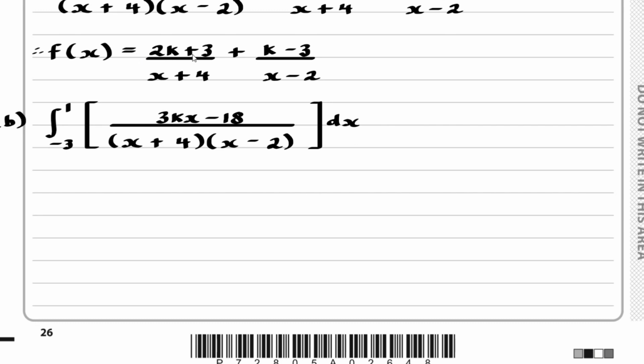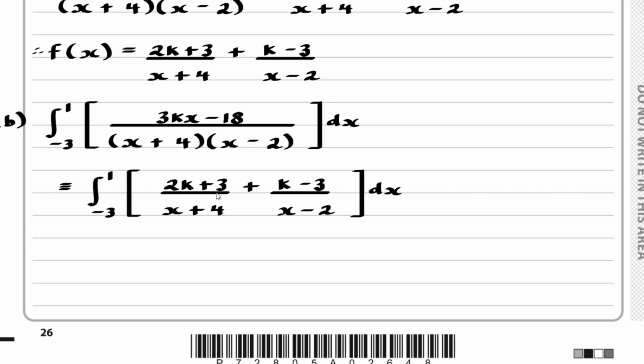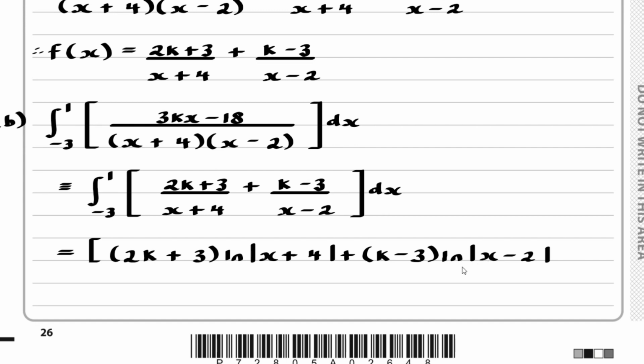integrand with 2k plus 3 over x plus 4 plus k subtract 3 over x subtract 2, we end up with the following. We have the integral from negative 3 to 1 of 2k plus 3 over x plus 4 plus k subtract 3 over x subtract 2 with respect to x. So let's evaluate this. Well, if I integrate 2k plus 3 over x plus 4, I end up with 2k plus 3 times the natural log of the absolute value of x plus 4. And if I integrate k subtract 3 over x subtract 2, I end up with k subtract 3 multiplied by the natural log of the absolute value of x subtract 2. And I'm evaluating this between negative 3 and 1.